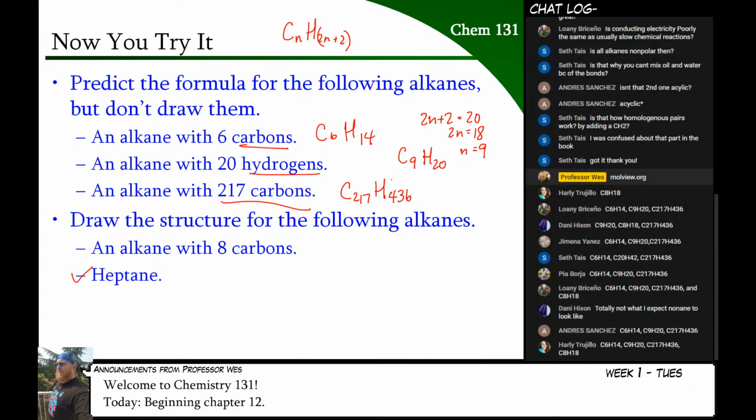And then an alkane with 8 carbons. Why didn't I make this in mol view while y'all were working? I don't know, but hold on. Let me quickly make this molecule in here. Can I do 5?